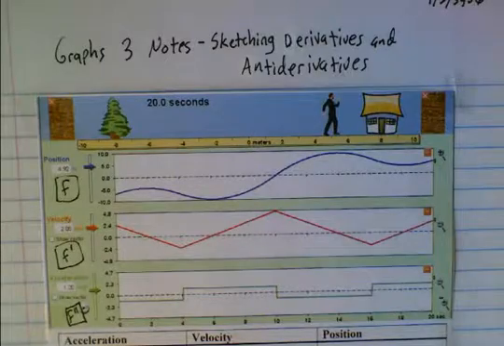Our goal for today is to figure out how a function, its derivative, and its second derivative are related so that we can use one to figure out information about another. So for example, we can use a derivative to figure out when a function has a maximum or a minimum value.